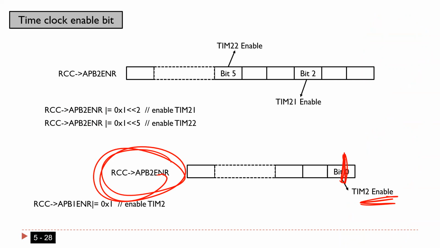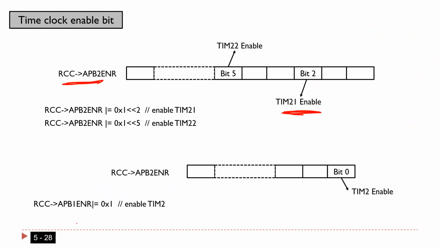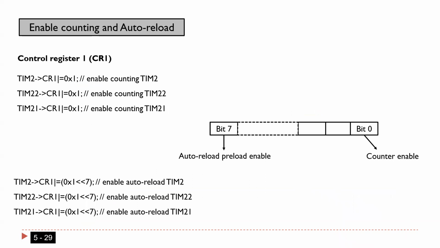Same thing for timer 21. In this bit in this register here, you have to put 1. If you want to use timer 22, you have to put 1 here in this one. Any questions? And this you do using OR. It's very easy, right?